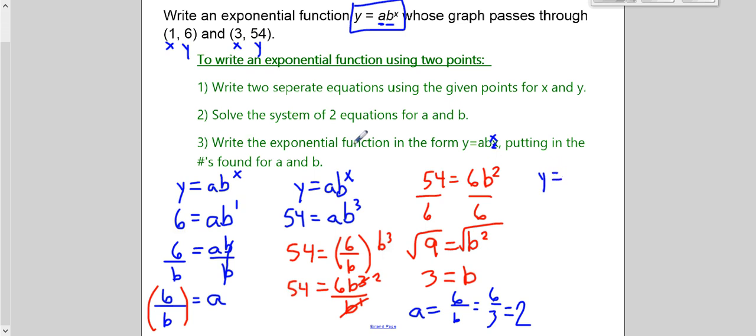So we're on to step 3. Write the exponential function in the form y equals a times b to the x, putting in the numbers found for a and b. So a is 2 times 3 to the x power. And that is our answer. The more we practice, the better we get.